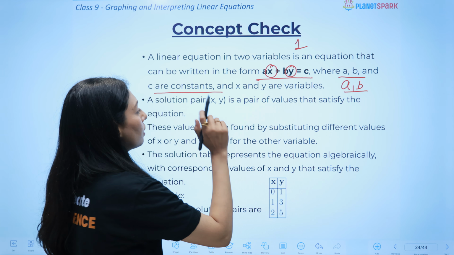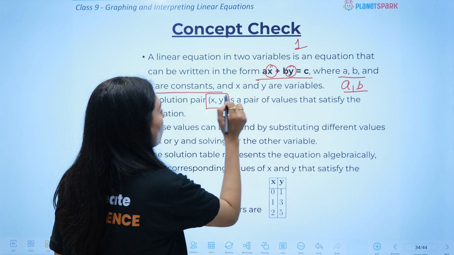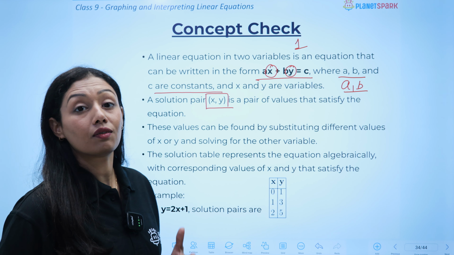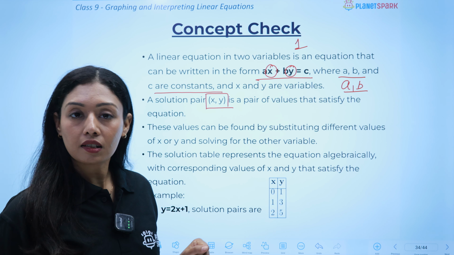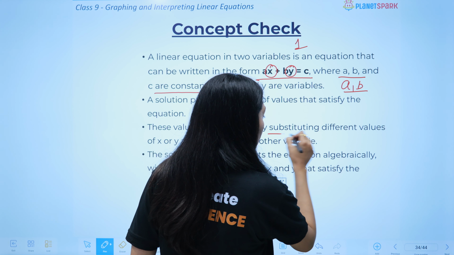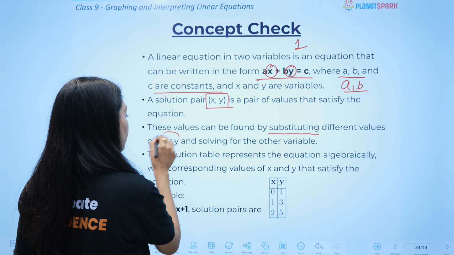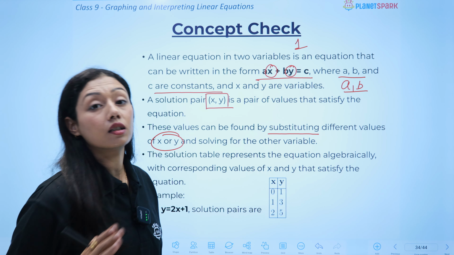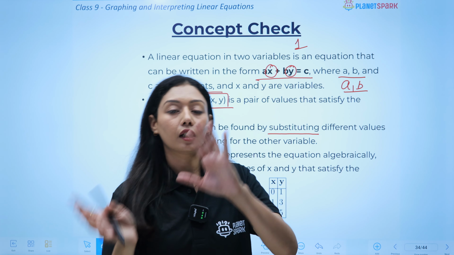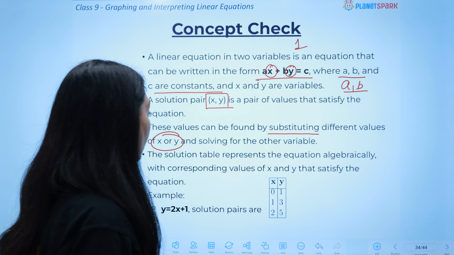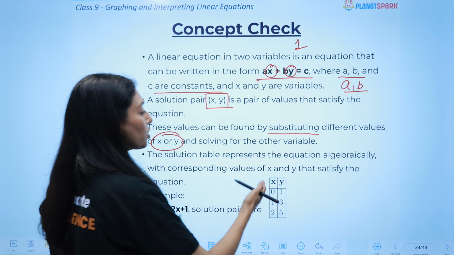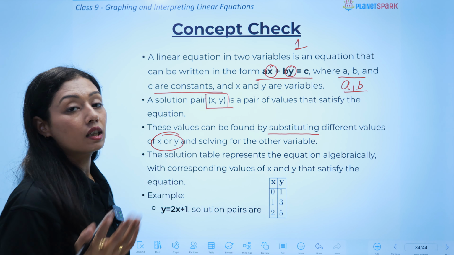इसके सोल्यूशन की बात अगर हम करें, then any ordered pair of the form x, y that represents the solution of the equation given that x and y satisfy this equation. Now these values can be found by substituting different values of x or y and solving for the other variable. या तो x की values put करके y की value find out कर लेंगे या y की values put करके x की values find out कर लेंगे and we'll have our solution, right? Then we can put that in the table. Now the solution table represents the equation algebraically we can say.